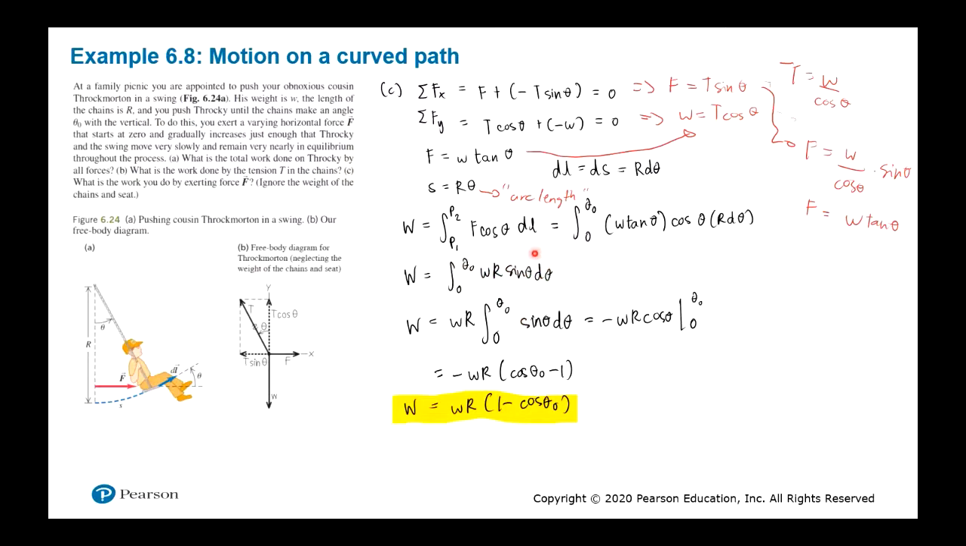And we know that these are all constants, right? So you're left with integrating sine theta from 0 to theta naught. And we know that it is equal to negative cosine theta. So we also know that cosine 0 is equal to 1, and cosine theta naught, we don't have a value for that. And that is how we're left with negative WR times (cosine theta naught minus 1), which is equal to W equals WR times (1 minus cosine theta naught) if we bring the negative sign inside the parentheses. Okay, so this is your answer for the work you do by exerting the force F.